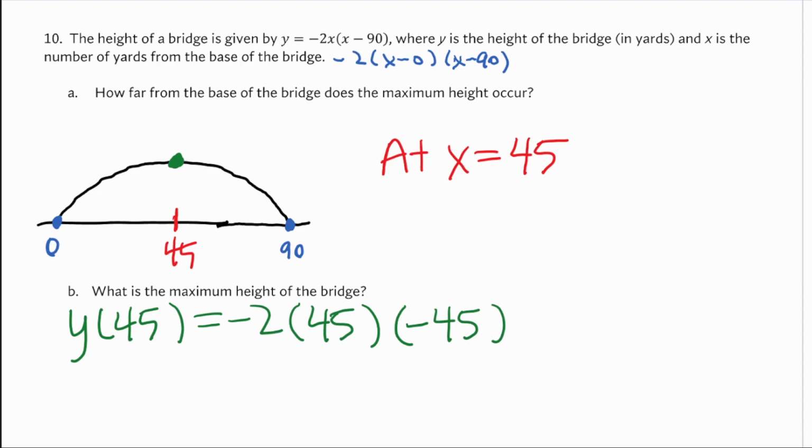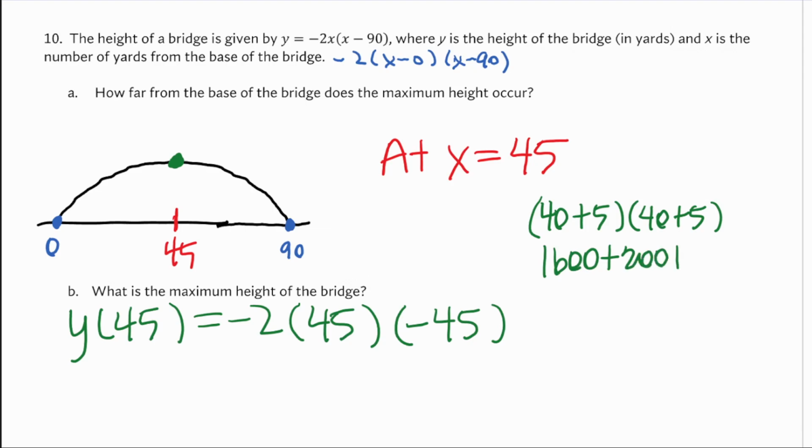Oh boy, what do you think about this? I don't just love doing long arithmetic, so I'm going to do 45 times 45 this way. I've got 1600 plus 200 plus another 200 plus a 25. All right, 16, 18, 2025. And if I'm going to multiply that by 2, that's going to be 4,050.